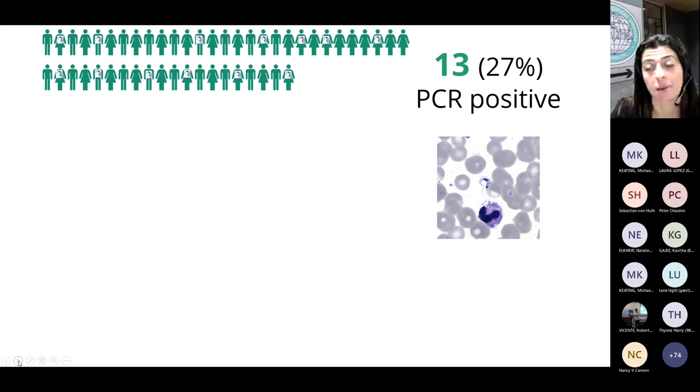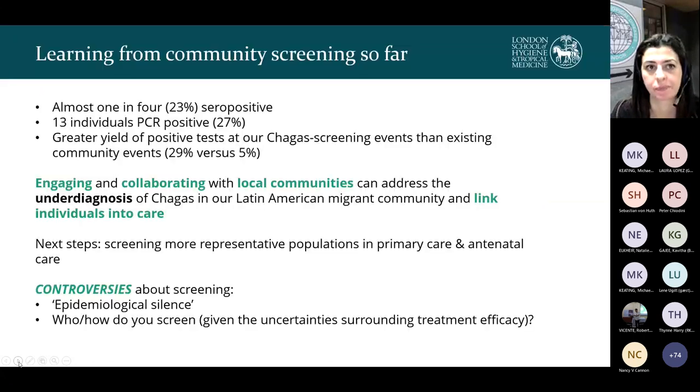We've been really surprised by the high proportion of people who are also PCR positive. So, of course, this is a blood film. They're not microscopy positive, but they don't have the parasite in their blood, but they've got parasite DNA in their blood. This has been really staggering to us because a lot of these people migrated to the UK anywhere between 10 and 30 years ago, but have been walking around with parasite DNA in their blood.